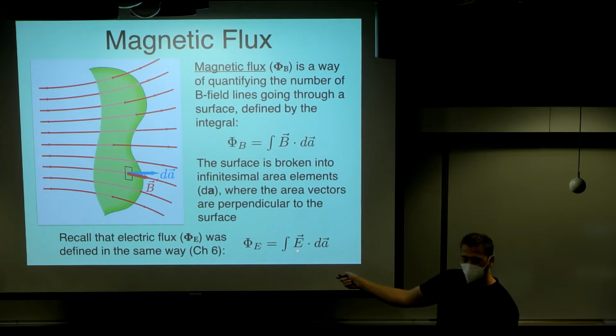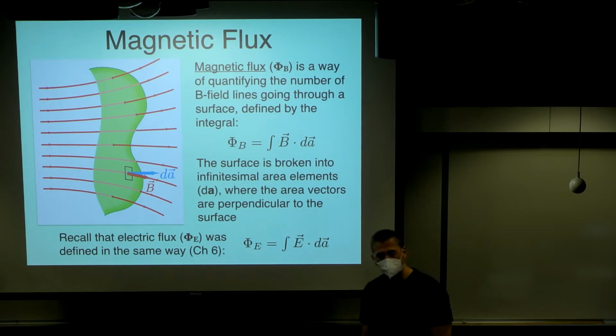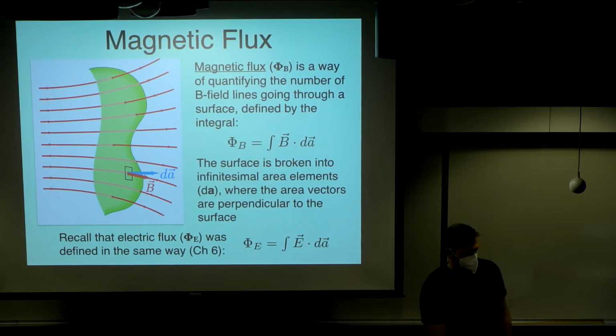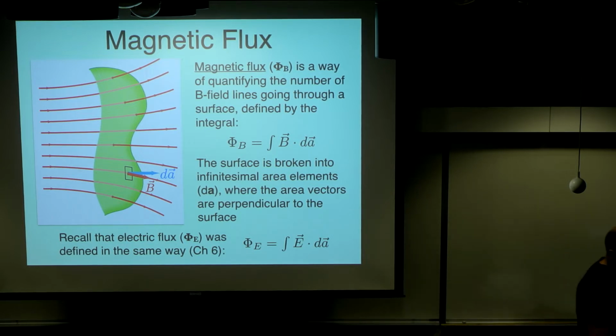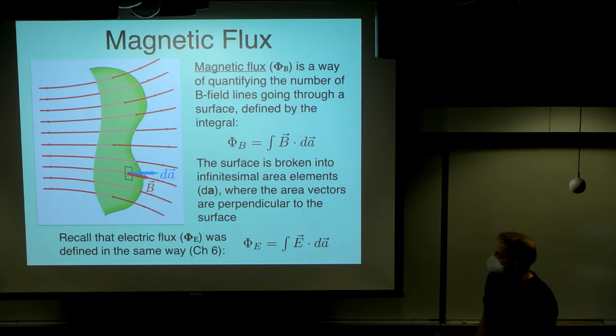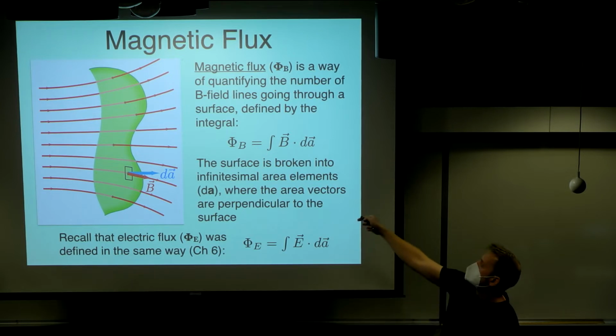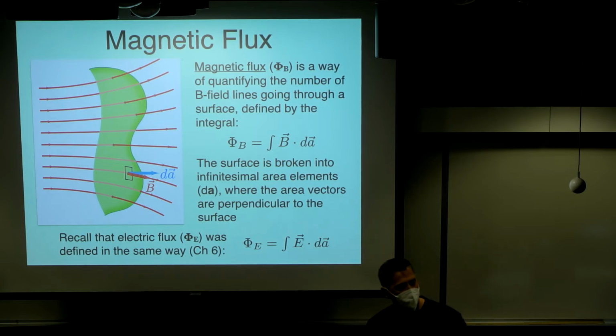So remember how this worked for electric flux. The electric flux through a surface was given by the integral of E dot dA. And when it comes to magnetic flux, it's the same basic idea, except we do the integral over the surface of B dot dA. Okay?